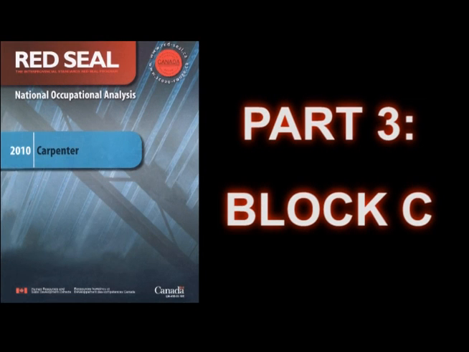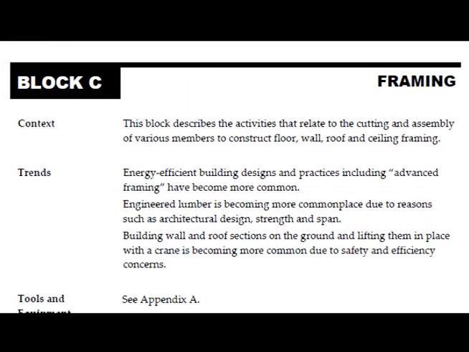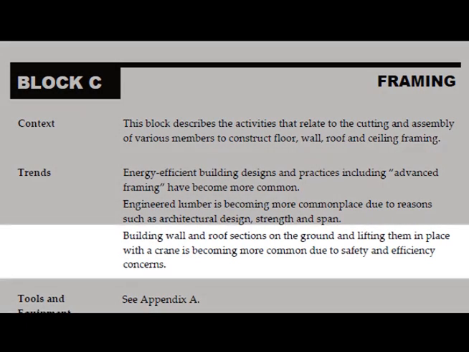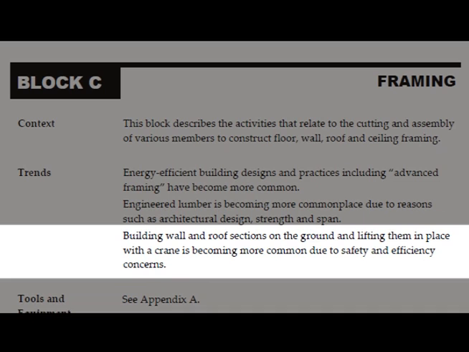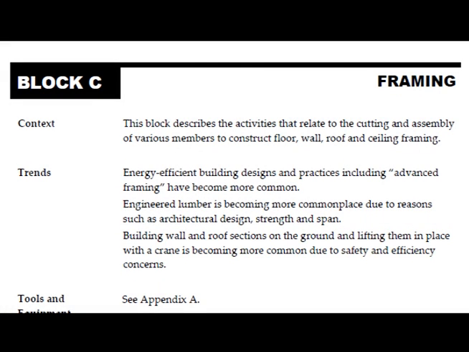Let's move to Block C now under Framing. Down under Trends, right at the very beginning, it says, building wall and roof sections on the ground and lifting them in place with a crane is becoming more common due to safety and efficiency concerns. See, we're seeing a reference here made to a crane and lifting and booming up trusses and roof assemblies.